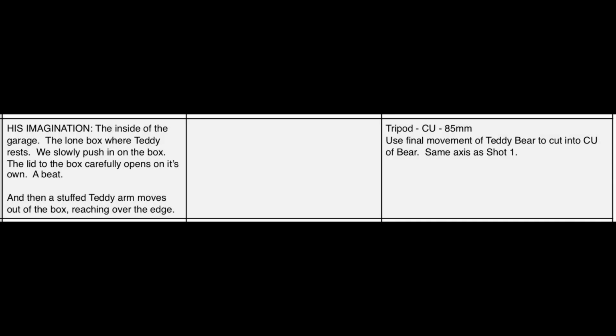Tripod, close-up, 85mm. Use final movement of teddy bear to cut into close-up of bear. Same axis as shot 1. Montage, pacing back and forth. Hulking guy gets up from the recliner, unnerved. He quickly walks through the living room, through the kitchen, through the office, and slams open the garage door. Handheld, medium-wide, 21mm lens. Camera 3/4 frontal wide on Bert at the couch. He gets up and rushes towards the garage. Camera precedes him. And here is what we ended up shooting, virtually verbatim to the shot list.